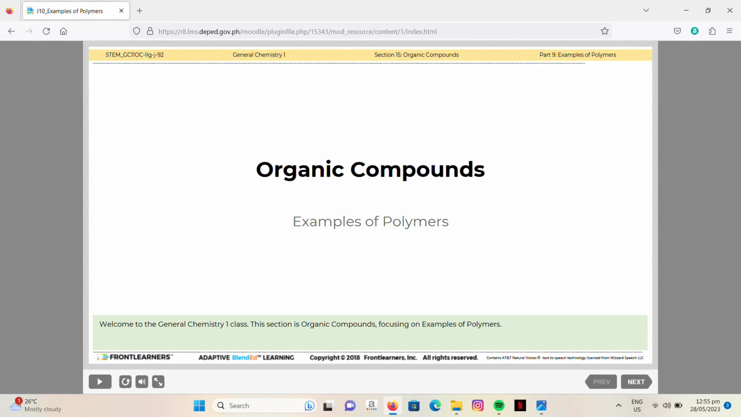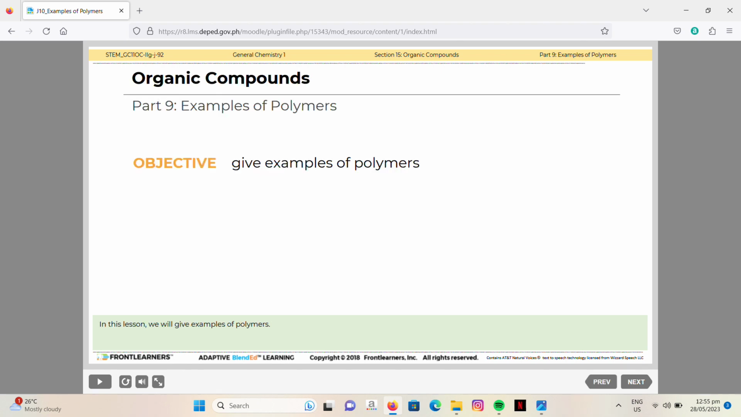Welcome to General Chemistry 2 class. This section is organic compounds focusing on examples of polymers. In this lesson, we will give examples of polymers.